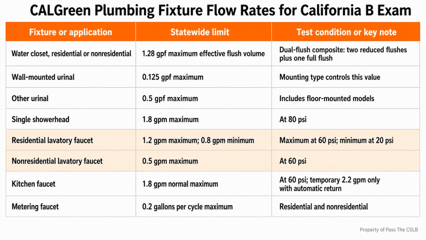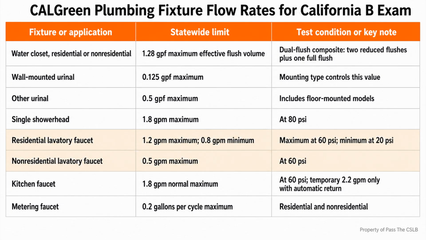Urinals divide by mounting type. A wall-mounted urinal must not exceed 0.125 gallons per flush. Other urinals, including floor-mounted models, must not exceed 0.5 gallons per flush. That difference is easy to miss because both products are called urinals, but the source requirement does not give them the same ceiling. A single showerhead must not exceed 1.8 gallons per minute at 80 pounds per square inch.